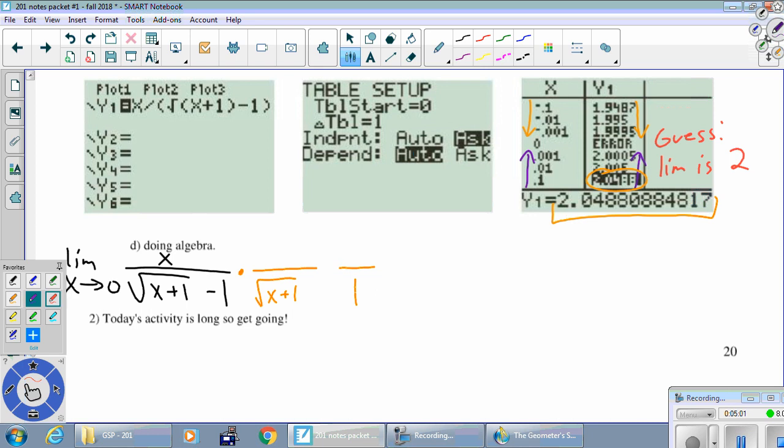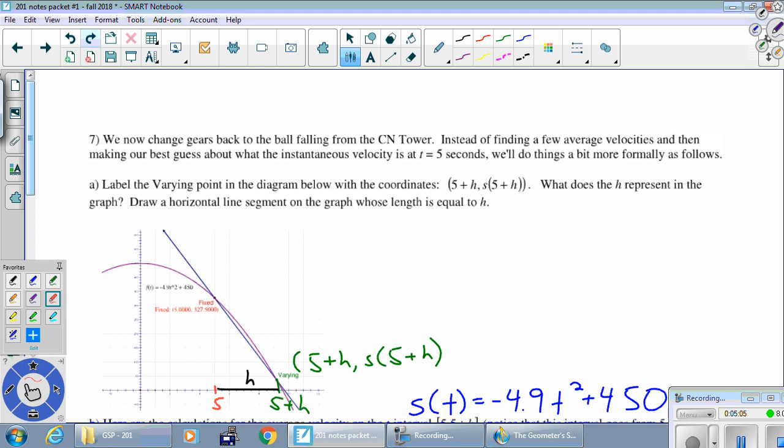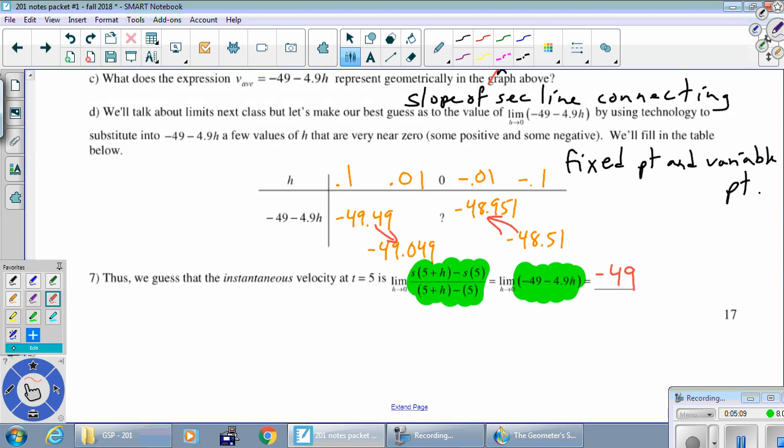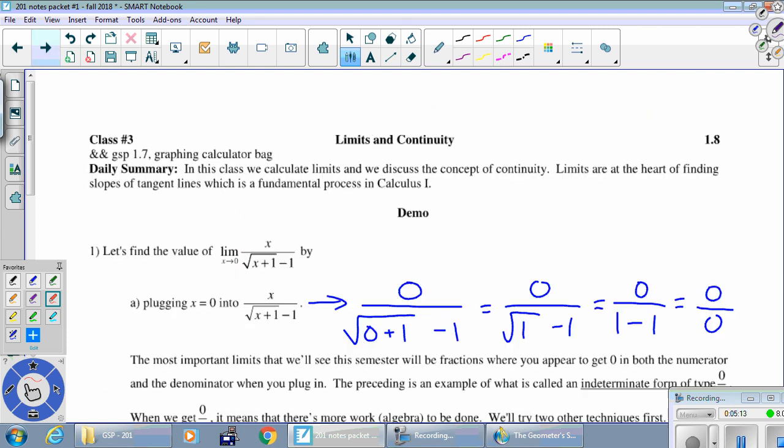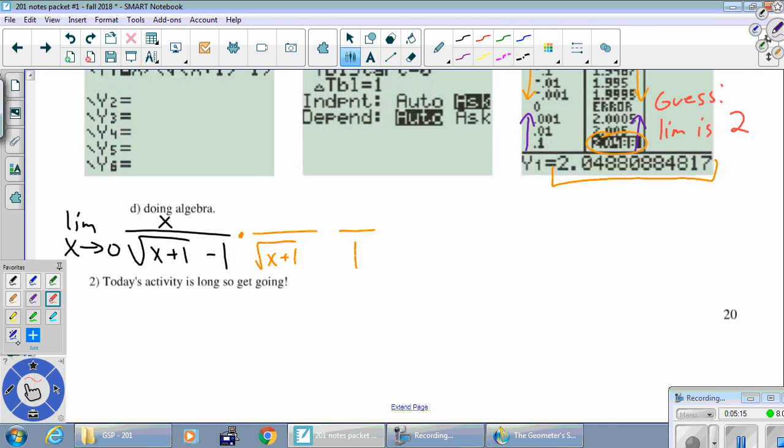Okay, let's try this again. So we're going to multiply by the conjugate, which means change the sign in the middle. So it was a minus, now it is a plus. And on the top, we multiply by exactly the same thing, with a plus.